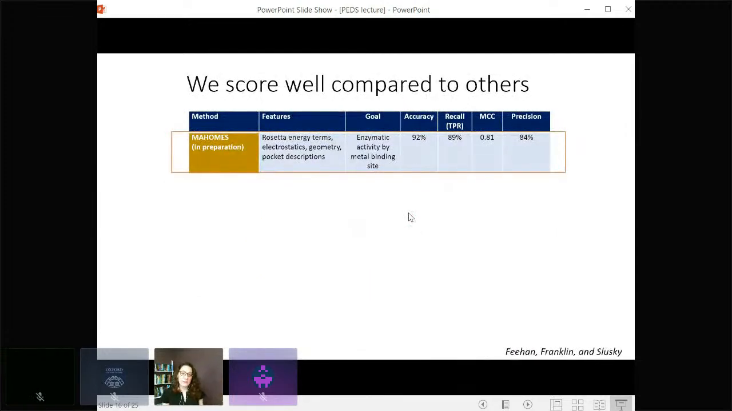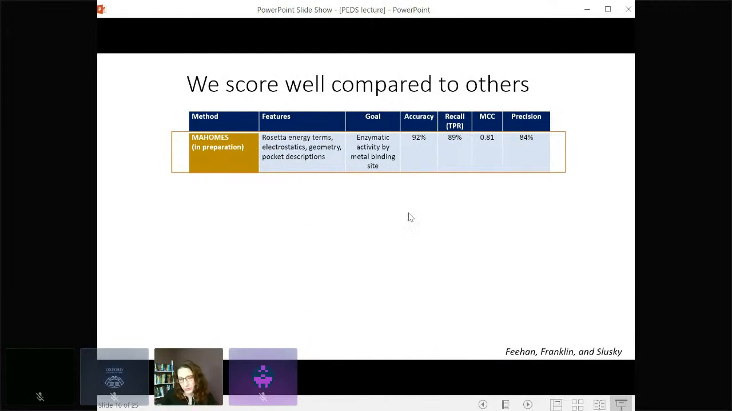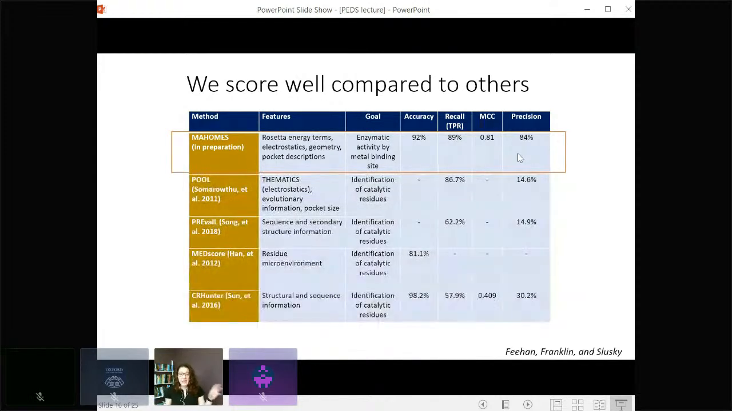So this model we named Mahomes, which stands for Metal Activity Heuristic of metalloprotein and enzyme sites. Okay, it's also obviously an homage to Kansas City great Patrick Mahomes. And just like Mahomes, we have uniformly awesome numbers. So we have great accuracy and great recall, which is the true positive rate, and we've got great MCC, and we have great precision. And we don't have a lot of things in the literature to compare this to, because nobody else is doing exactly this. But what other groups have been doing is looking at identifying catalytic residues within a protein. Can they identify them?